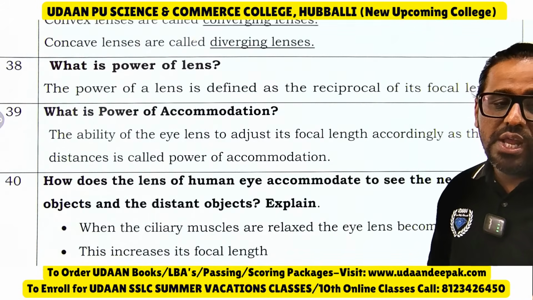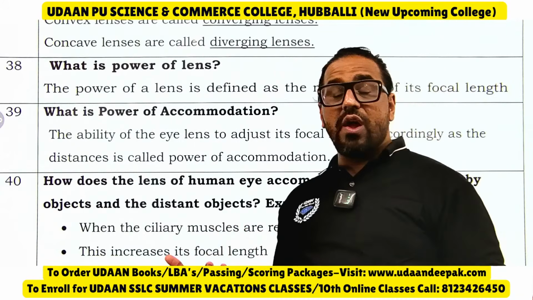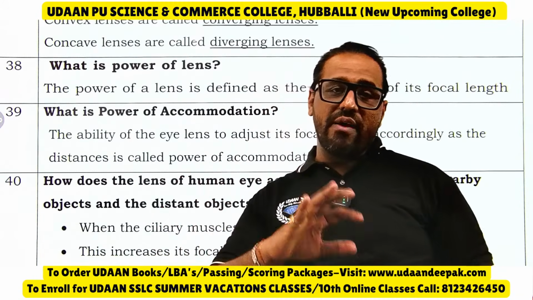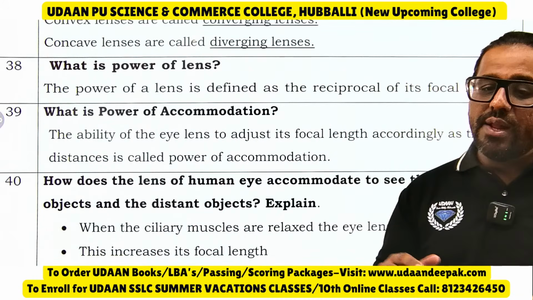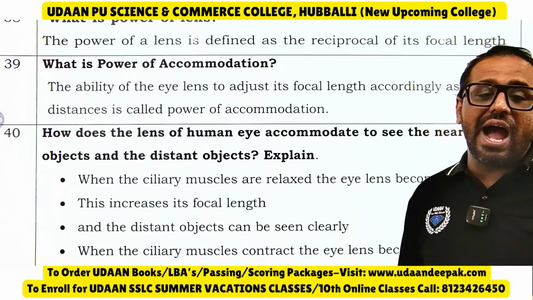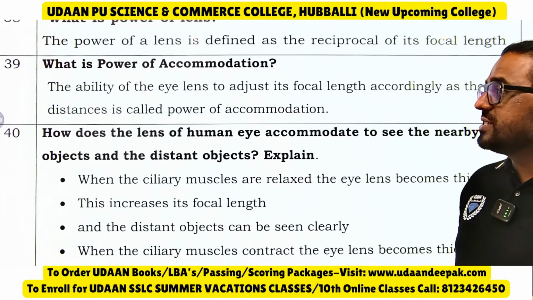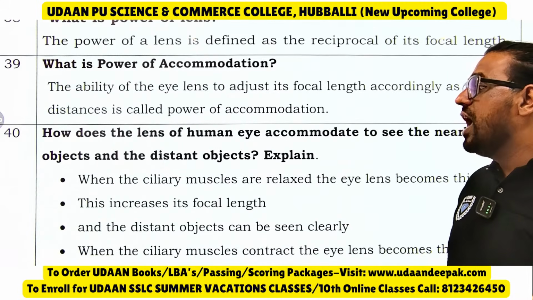This one you should know. Very important: the reciprocal of focal length is what? Power of lens. This one everyone should know. Then what is power of accommodation? The ability of an eye lens to adjust its focal length accordingly as distances change is called power of accommodation.